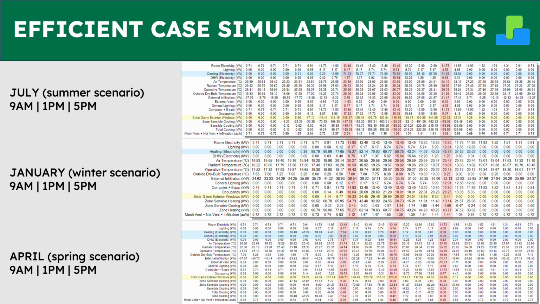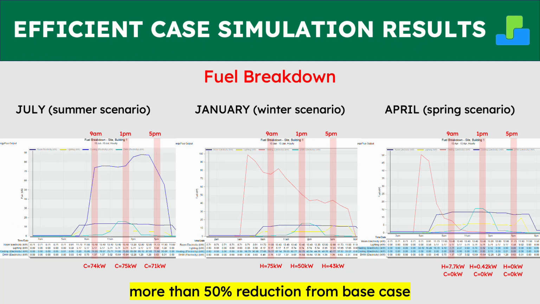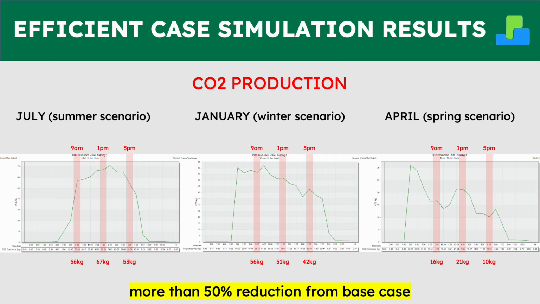The efficient case simulation results show a decrease by more than 50% for the solar gains, fuel totals, and CO2 production with an improved ventilation due to the stack ventilation. The fuel breakdown results for cooling and heating show more than 50% reduction from the base case results, as well as the CO2 production results have decreased by more than half.